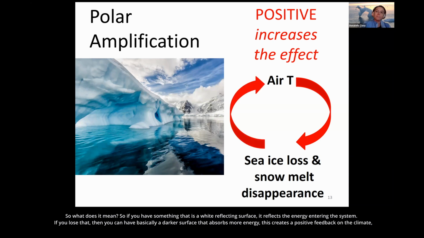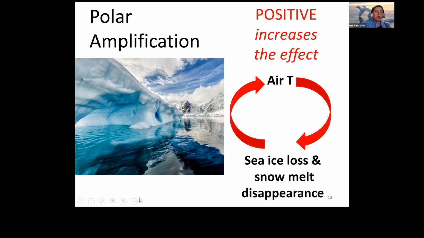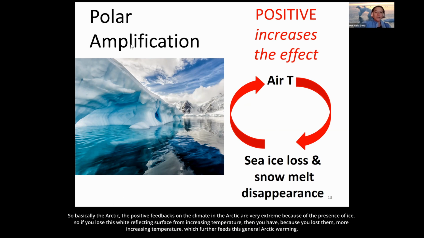So basically this creates a positive feedback on the climate. The positive feedbacks on the climate in the Arctic are very extreme because of the presence of ice. So you lose this white reflective surface with increasing temperature. Then, because you lost it, you have even more increasing temperature, which further feeds this general Arctic warming.